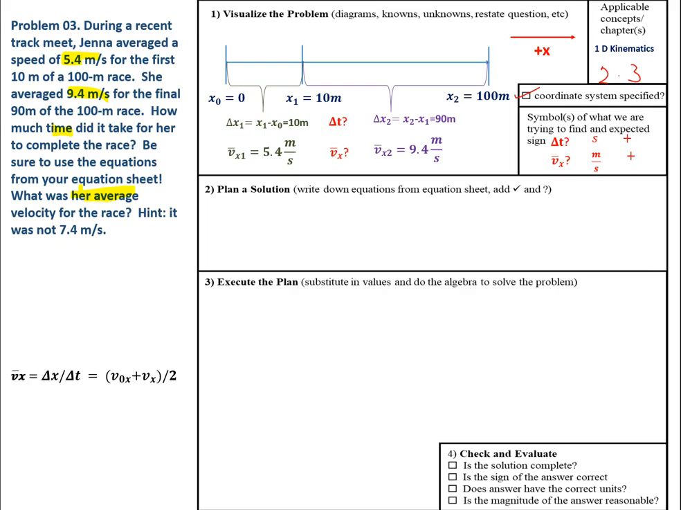Okay. Now let's plan a solution. This equation is in your module 2 notes packet, and also it's in the equation sheet. So the average velocity is defined as the total displacement divided by the elapsed time. In addition, when the acceleration is constant, average velocity can be found by taking an average of the instantaneous velocities at the beginning and end of the time interval. But that's only when the acceleration is constant. Okay.